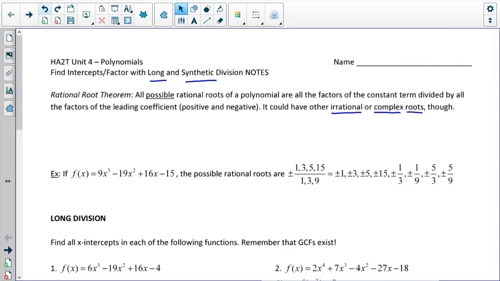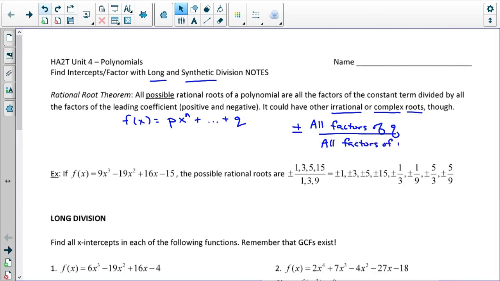Let's say you have some function f of x equals p x to the biggest power plus a bunch of other stuff plus q, where p is the leading coefficient of the biggest power term and q is the constant term. Then what we can do to find our possible rational roots is plus or minus all factors of q divided by all factors of p.